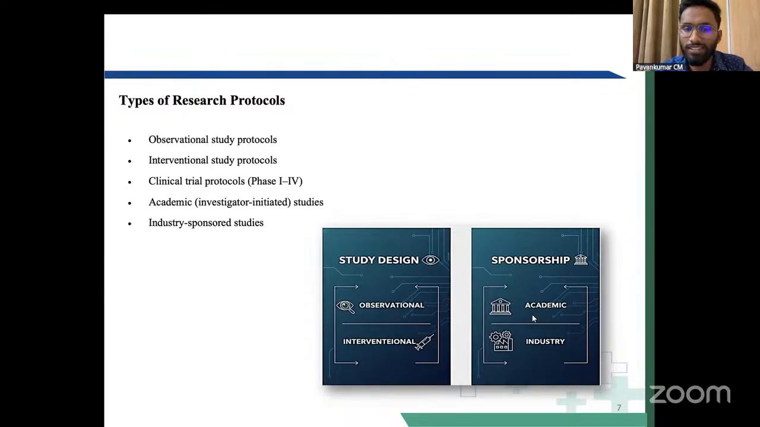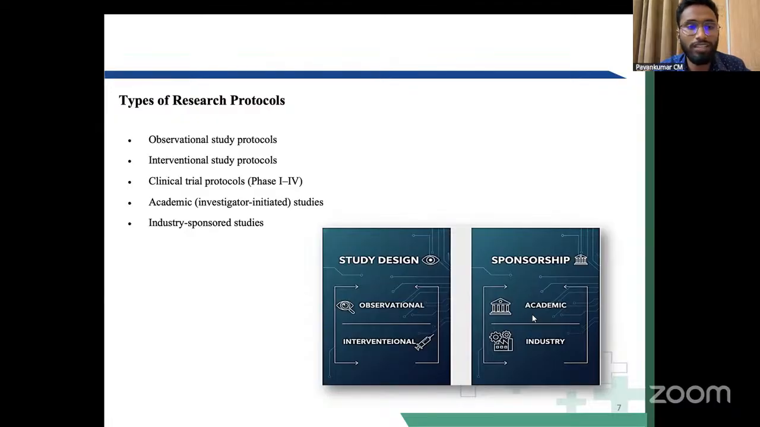And study designs are as we have discussed. The observational study protocol involves only observing outcomes without actively intervening, and this includes cross sectional, cohort, and case control studies. They are commonly used to study disease patterns, risk factors, and outcomes. As the name itself indicates, it is just observational. By observational, you are just going to see.